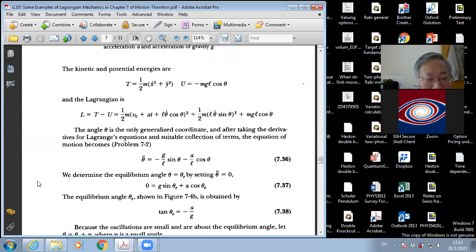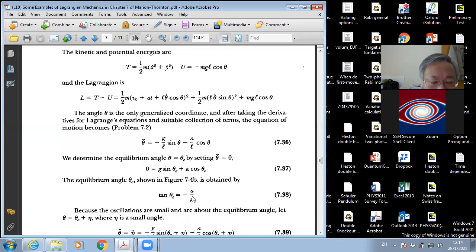Now, to determine the equilibrium position angle, in other words, if there's no motion of the pendulum inside the train, then theta double dot is equal to 0. No force acting on the particle. The theta double dot will be equal to 0. So the equilibrium angle is equal to minus arctangent of A over G.